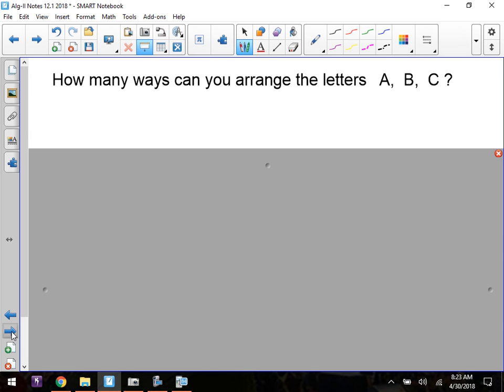I don't know if we're going to get to arrangements today. No, let's stop. We're not going to do arrangements today. We'll worry about this stuff because this starts to get into what we call permutations and combinations. We'll worry about that tomorrow.